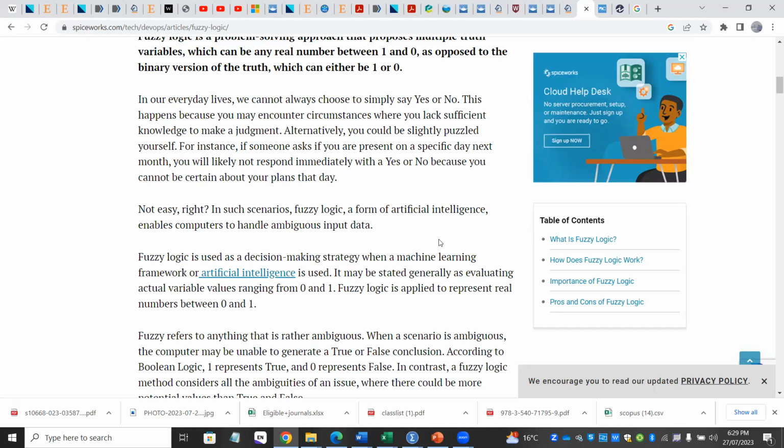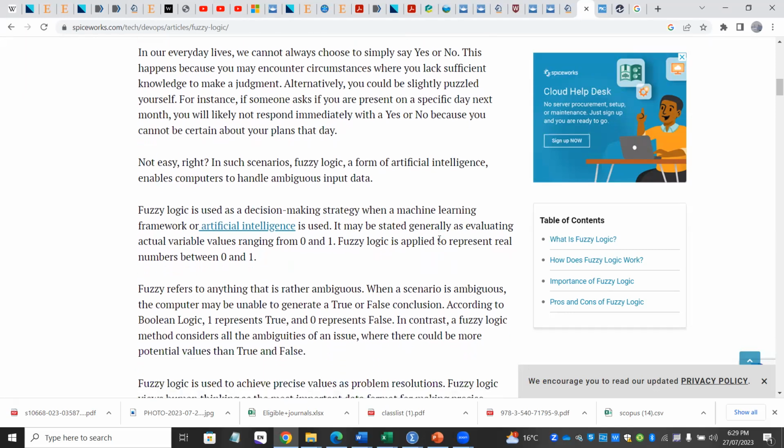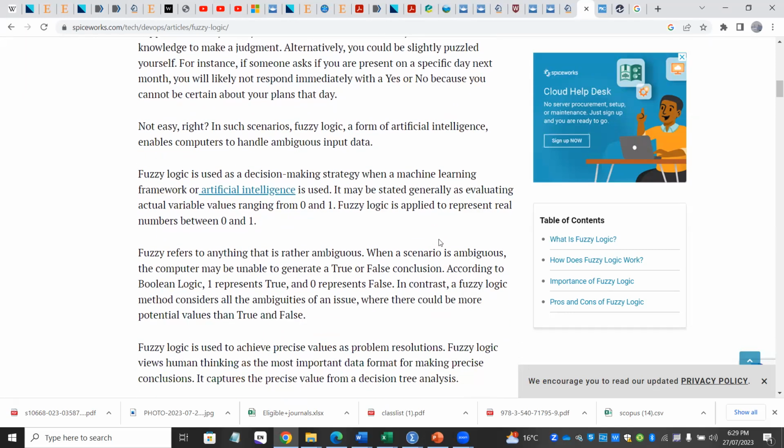Fuzzy logic is used as a decision-making strategy in machine learning frames. It may be stated generally as evaluating values between 0 and 1. Fuzzy logic is applied to represent real numbers between 0 and 1. In other words, if you are looking at fuzzy logic, it's not just no or yes. Actually, the answer is within a continuum, or in other words, what we call a spectrum.